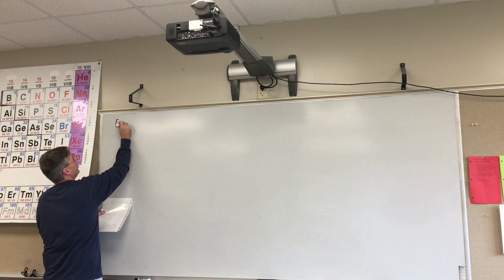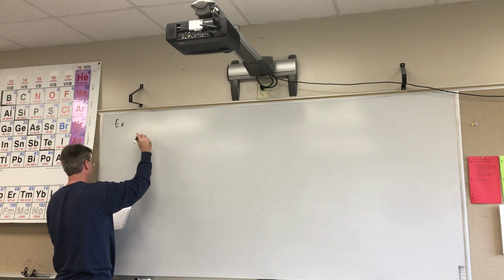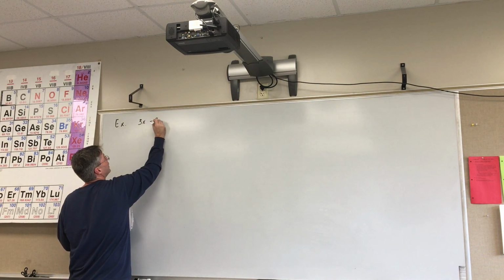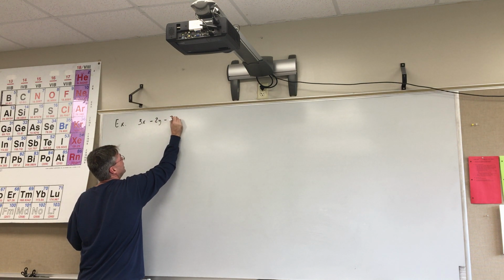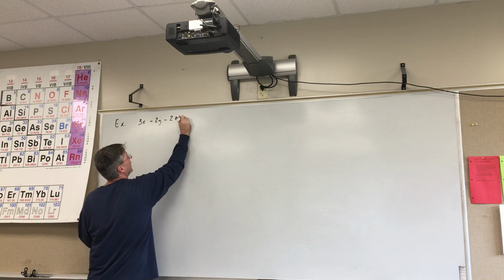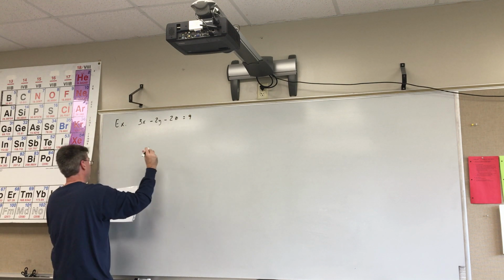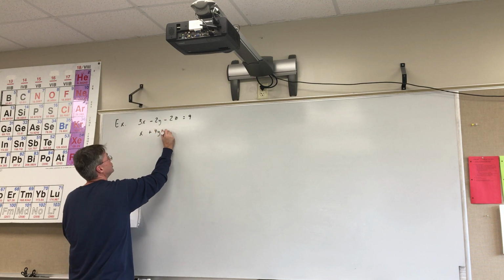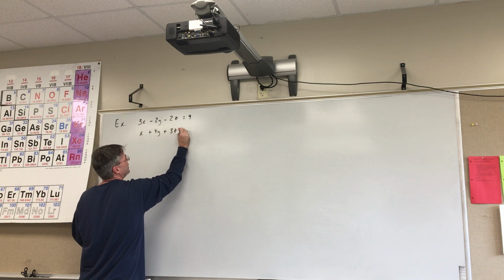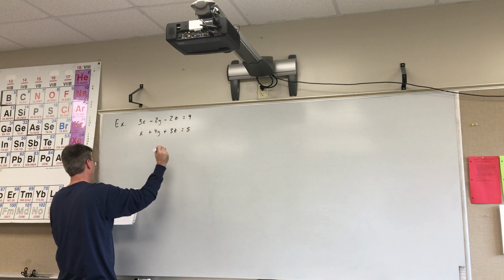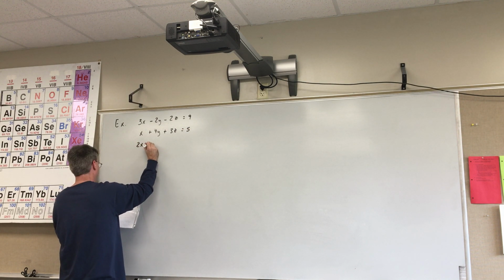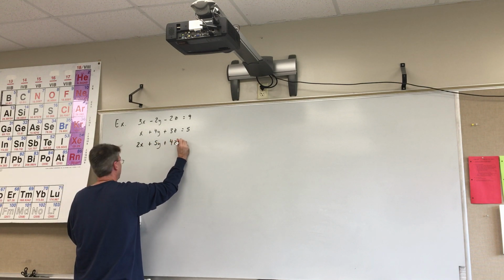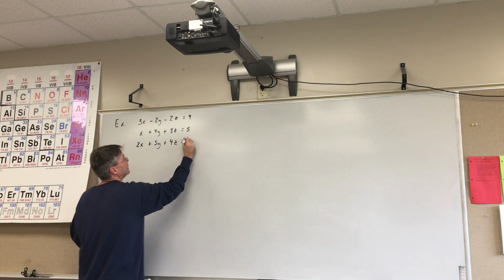Okay, our second example, I'm going to use a lot of the board for this one. We have 3x minus 2y minus 2z is equal to 9. And we have x plus 4y plus 3z is equal to 5. 2x plus 5y plus 4z is equal to 8.